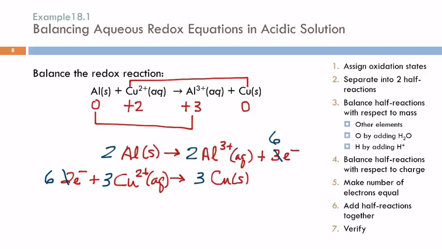So I've got the electrons equal, 6 on one side, 6 on the other. Now I can add this together. There are 6 electrons that are released by this half reaction and 6 electrons that are taken up by this half reaction. So you think of them as canceling out, right? They don't show up in the final reaction.